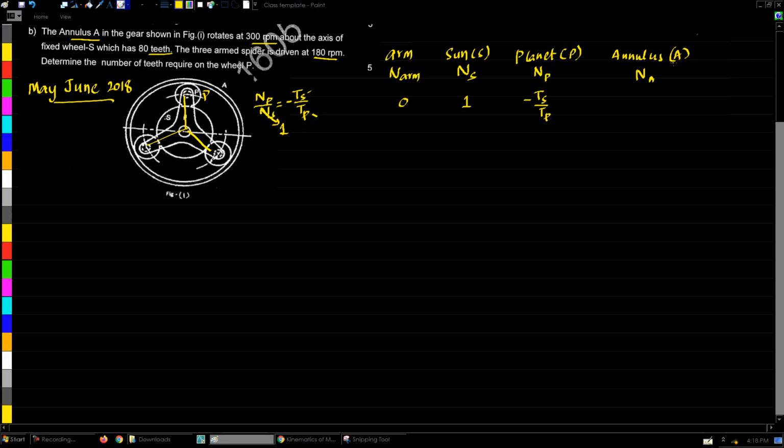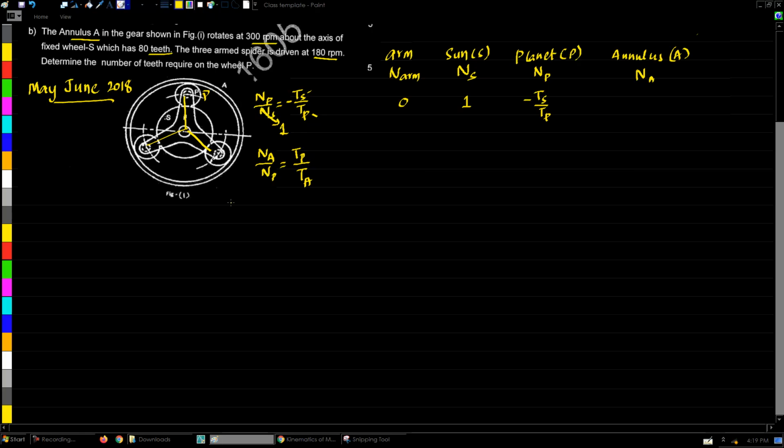Next, we have to go on to find how many rotations the annulus is going to make. For that, we'll have to again go with these two gears. P and A are getting engaged. So na by np will be equal to tp by ta. Now in this case, you must be observing that we are not taking a negative sign, because P and A are gearing internally, and their rotation direction is going to remain the same. So there's not going to be any change in that.